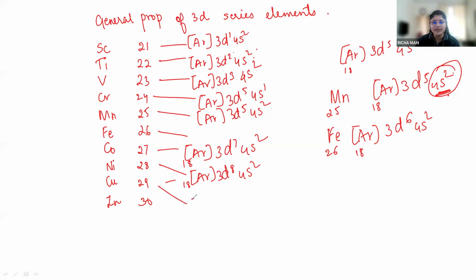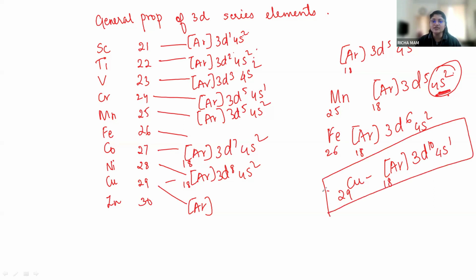Then copper. Now you tell for copper. Again copper also will change. Copper is 29. So write argon 18, then 19, 20, 21, 22, 23, 24, 25, 26, 27, 28, 29. So again 11. How will I write it? I'll write it as 3d10 and 4s1. Okay, so this is the change.